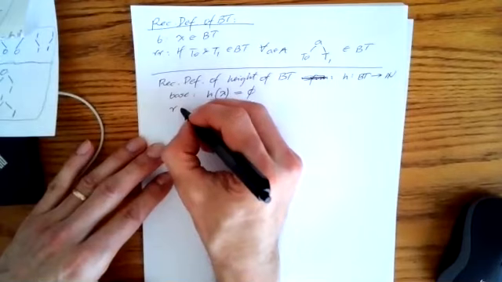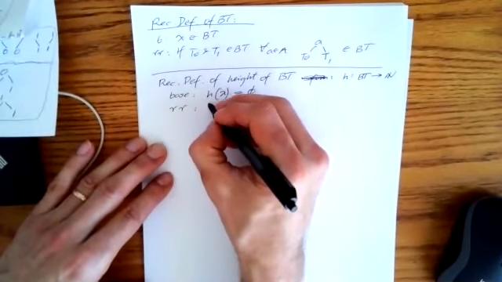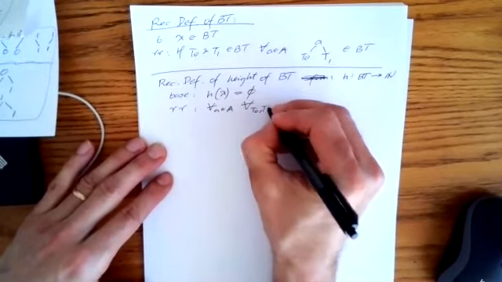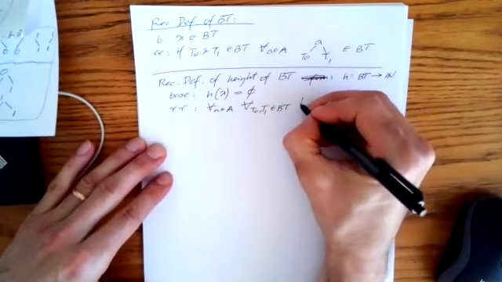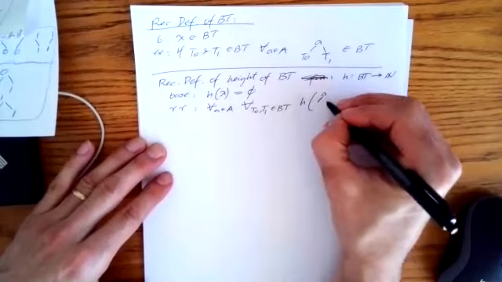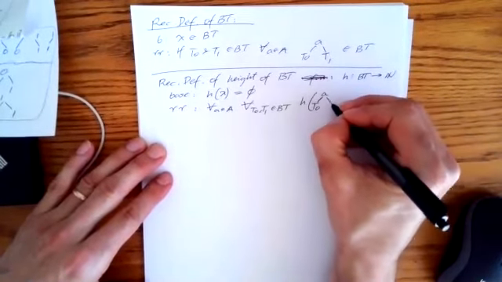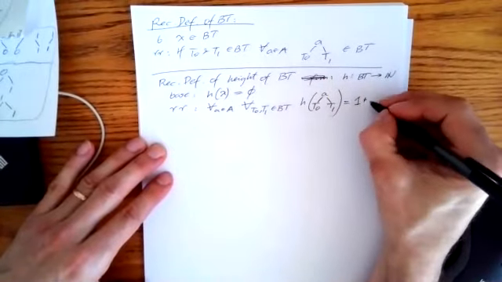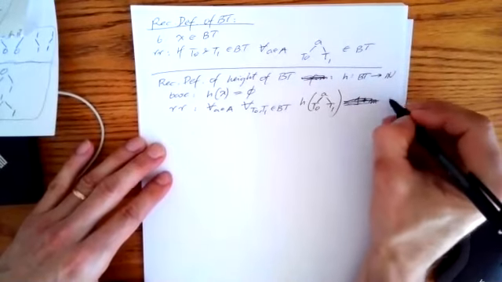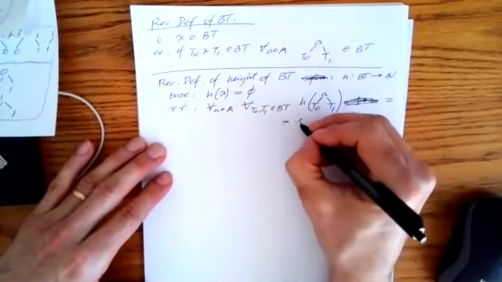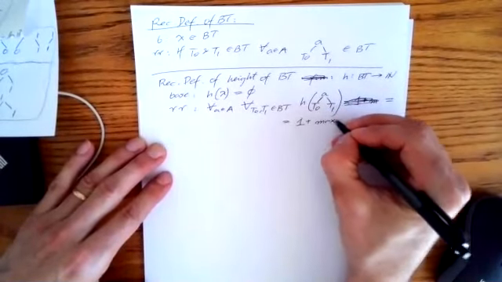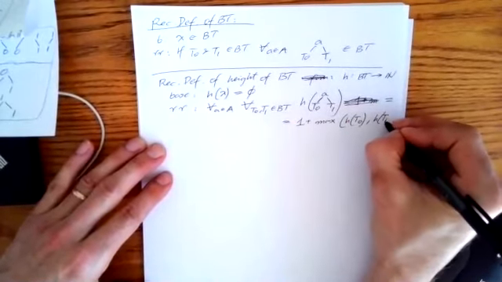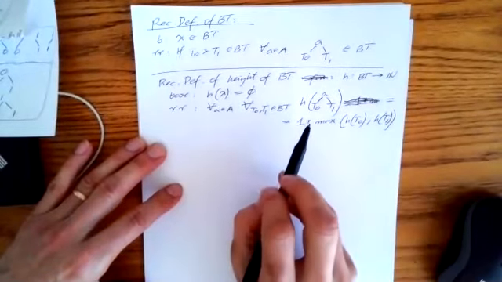And the recursive rule is that for all, no matter what my vertex is, and for all T0, T1 in the binary trees, I declare the height function of the recursively constructed binary tree to be 1 plus the maximum of the height of T0 and the height of T1. It's an intuitive definition, right?